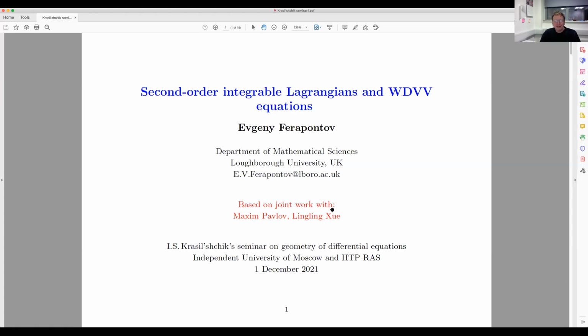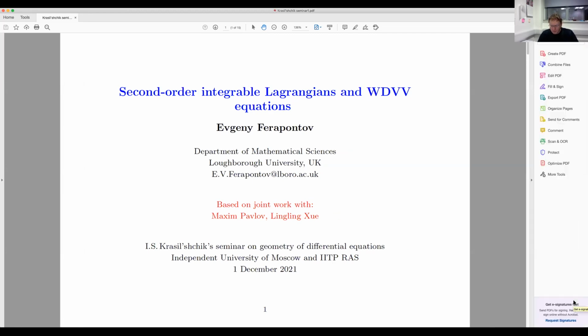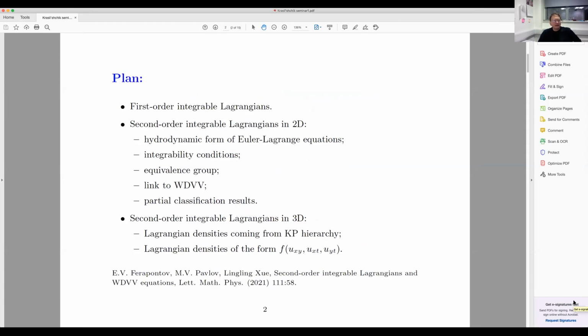It's always a pleasure to attend this seminar and to speak. So I will speak about our joint recent work, relatively recent work, with Maxim Pavlov and Lin Xue from Ningbo University. So the title is Second-order integrable Lagrangians and Witten-Dijkgraaf-Verlinde-Verlinde equations. So this is my plan. Can you see my slides? Is everything correct? It's okay, yes.